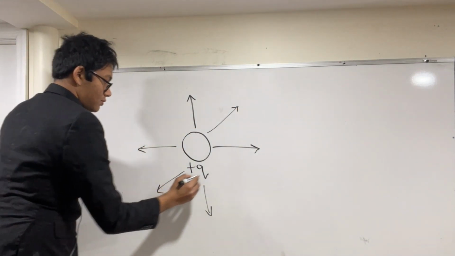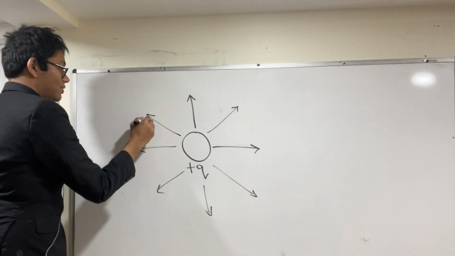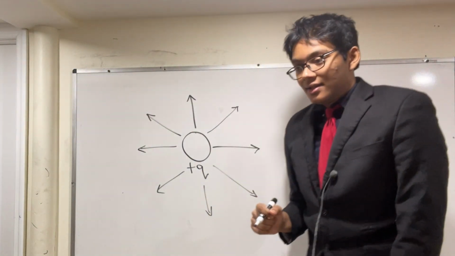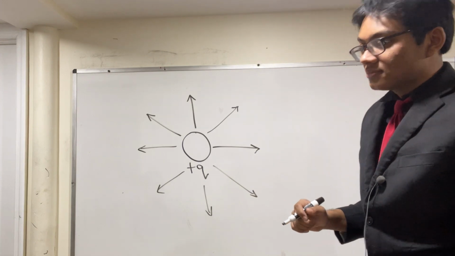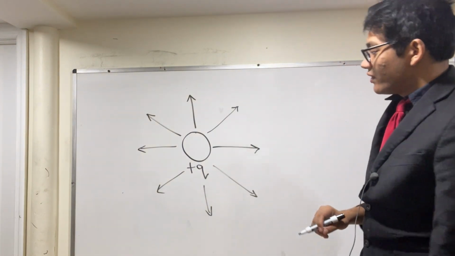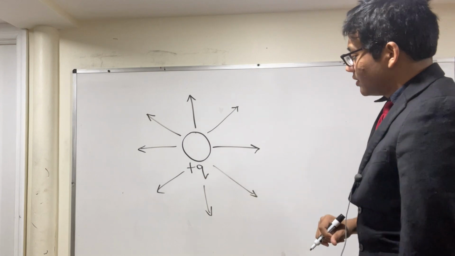That's the only thing I remember from electricity. And that's the only thing you need to know. Protons are selfless, electrons are selfish. So we have a positive charge and its electric field lines are radially outwards.